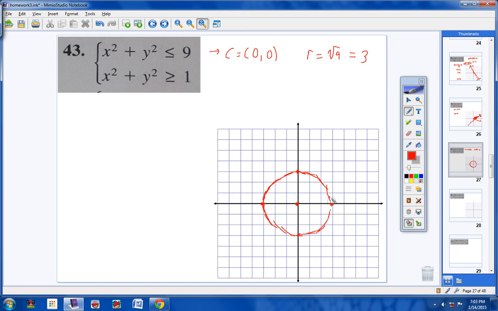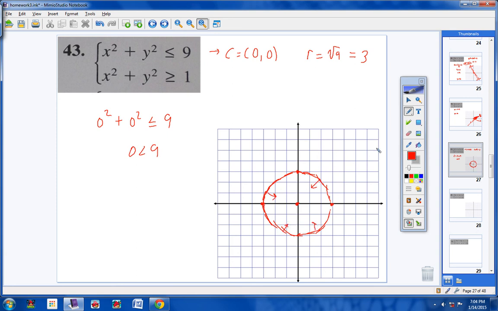So there's my circle. Now I have to know whether I'm going to shade inside the circle or outside the circle. So I'm going to test a point. Where x is, I'm going to put a 0. Where y is, I'm going to put a 0. This should be less than 9. Well, 0 squared plus 0 squared is 0. 0 is definitely less than 9. So 0, 0 does work. So we're going to shade inside the circle.